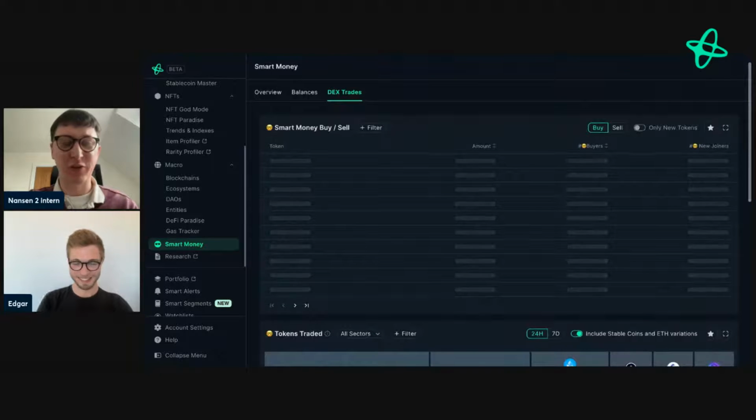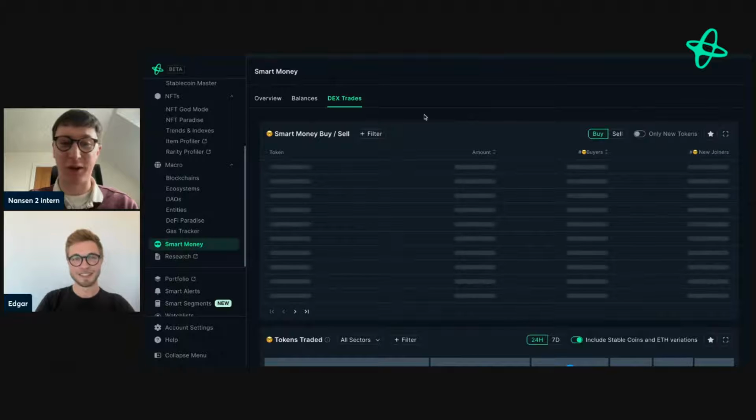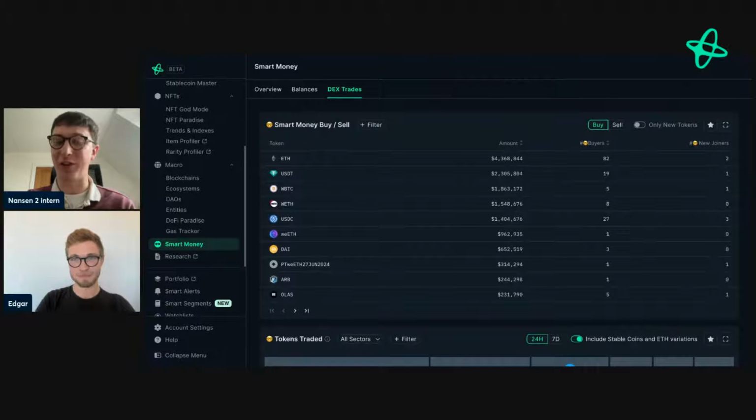100%. And so just talking about smart money DEX trades, we can go on to this tab here, which is DEX trades. And as the name would imply, these are DEX trades. And this is really quite interesting. I've been playing around with it for the past couple of days whilst in development, and I really like it. But Edgar, do you want to explain how it works and how you could potentially use it?